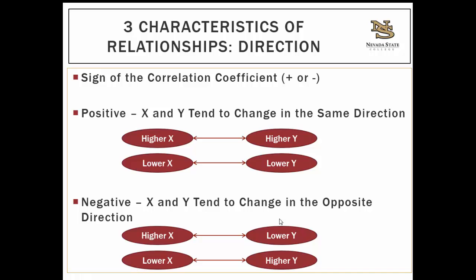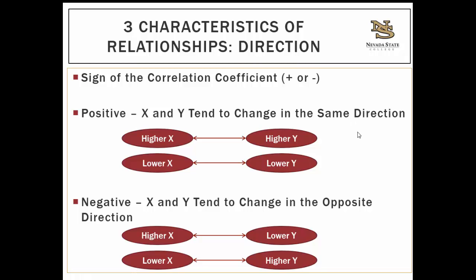Now, let's talk about direction. Okay, so the direction of a relationship tells you how the variables are related based on whether scores on the low or high end of one variable's range correspond to the low or the high end on the other variable's range. And for our purposes, when we look at the correlation coefficient, the sign of the correlation coefficient, is it positive or negative, tells us the direction of the relationship.